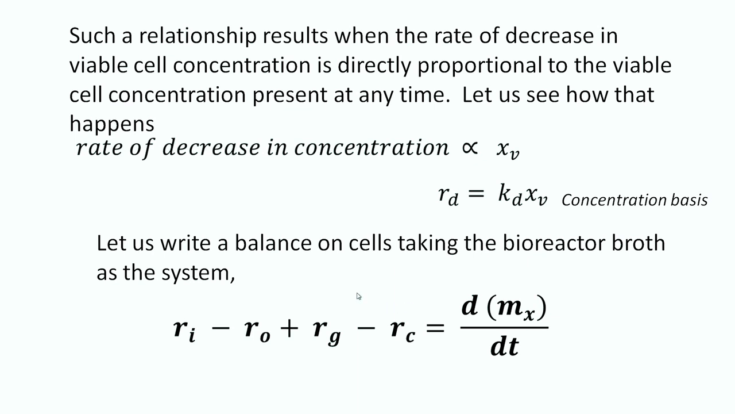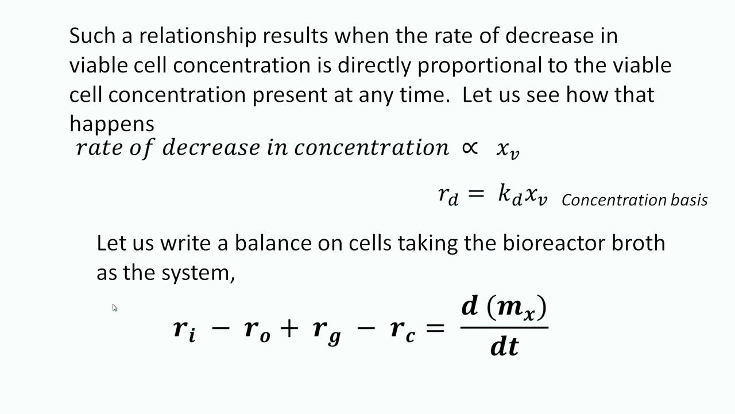You might recall this equation here. The rate of input of the cells into the system, which is the bioreactor broth, minus the rate of output of cells from the bioreactor broth, plus the rate of generation of cells in the bioreactor broth, minus the rate of consumption of cells in the bioreactor broth, equals the rate of accumulation of cells in the bioreactor broth.